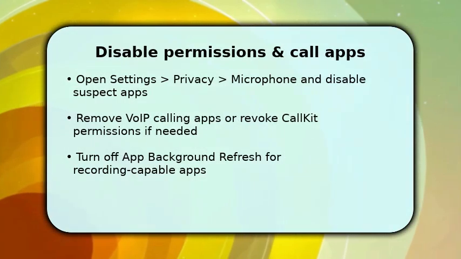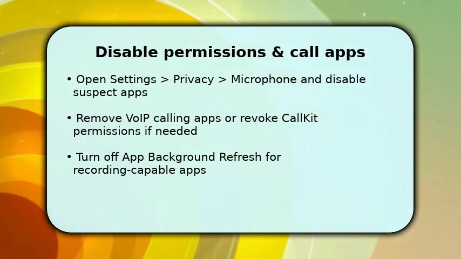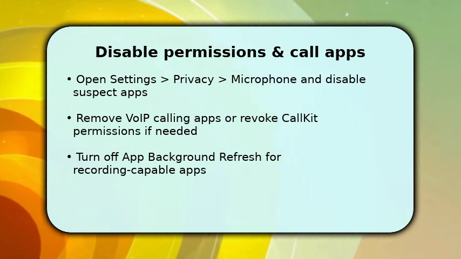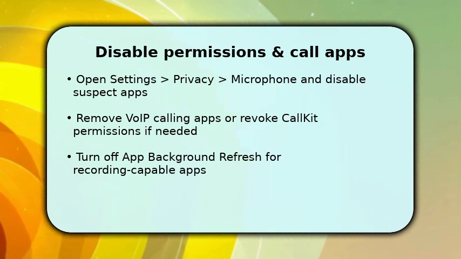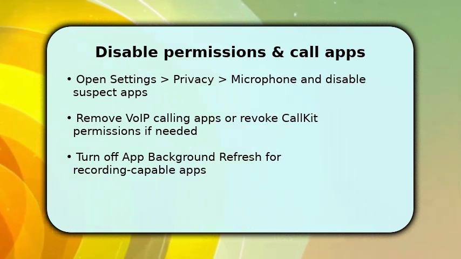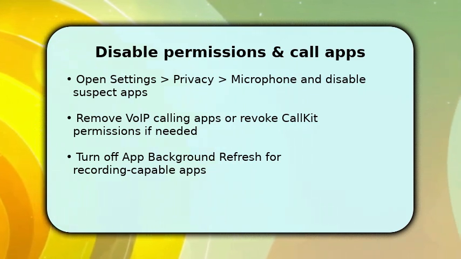Now, you'll remove the ability for apps to record calls. Go to Settings, Privacy, Microphone and toggle off apps that don't need mic access. Next, check apps that use CallKit or provide VoIP calling. Either revoke their permissions or uninstall them because they can trigger system prompts.